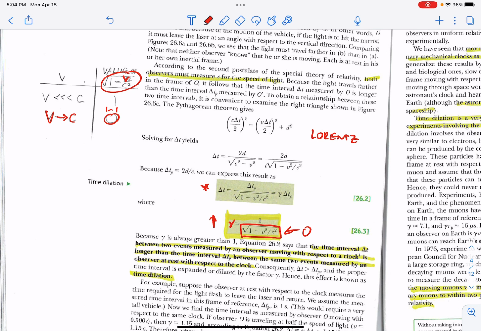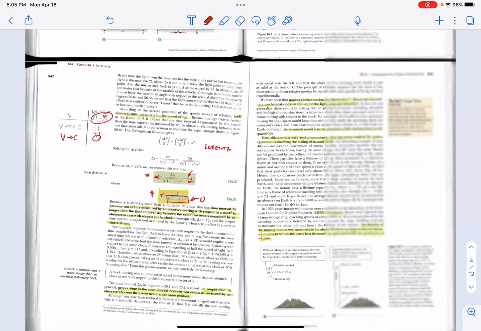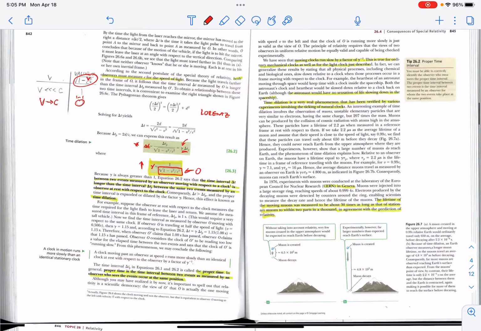So if we apply this to time, this means that as v approaches the speed of light, your time appears to become infinite. It appears to dilate. It appears to slow down and slow down and slow down, and almost appear to stop from somebody else's perspective that's not moving at that speed.